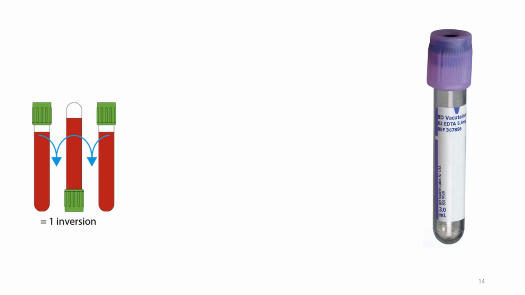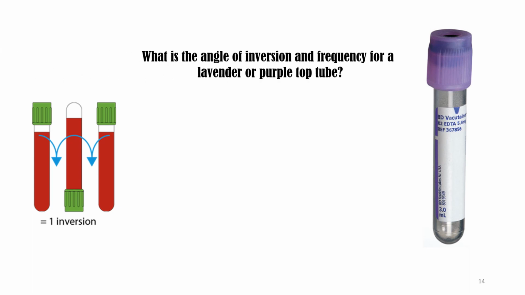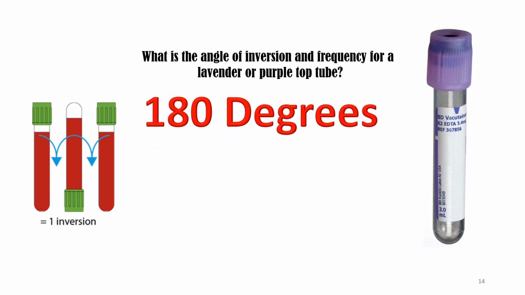Now, when I was saying about inversion, let me just give you an example. Okay, this is the lavender top tube. We're supposed to invert in a 180 degree. I'm going to show you now. Now, cuando estamos hablando de la inversión, no de agitar, se invierte en un ángulo de 180 grados. And this is how we do the inversion, not agitating.